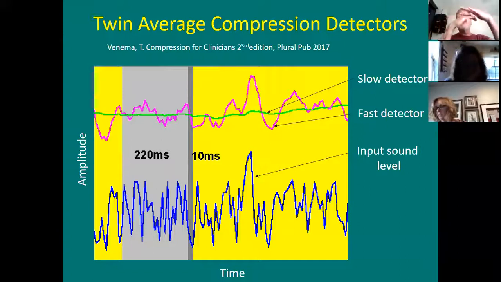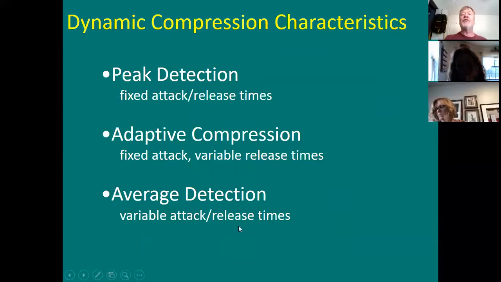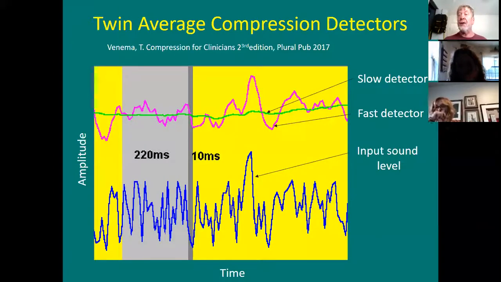Anyway, these two averages worked together, and you had a lovely situation where you had adaptive attack times and adaptive release times, shown as average detection. And that was the cat's meow. So the whole thing is that digital hearing aids also use average detection today, for most frequencies, but not all. Now we need to go further.